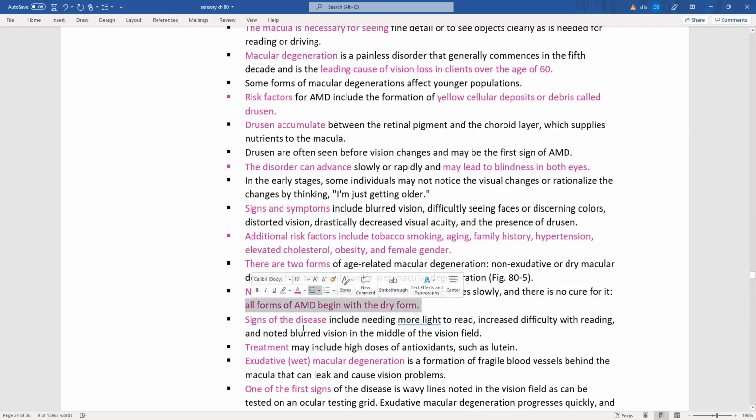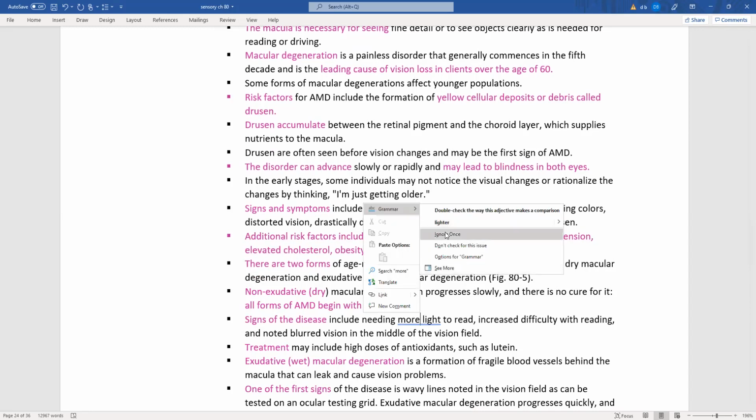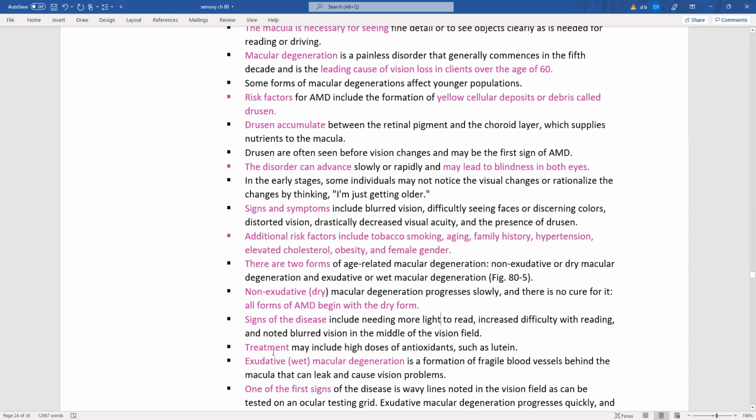All of them. Signs of the disease include needing more light to read, increased difficulty with reading, and noted blurred vision in the middle of the visual field. I remember that too. Treatment may include high doses of antioxidants such as lutein.